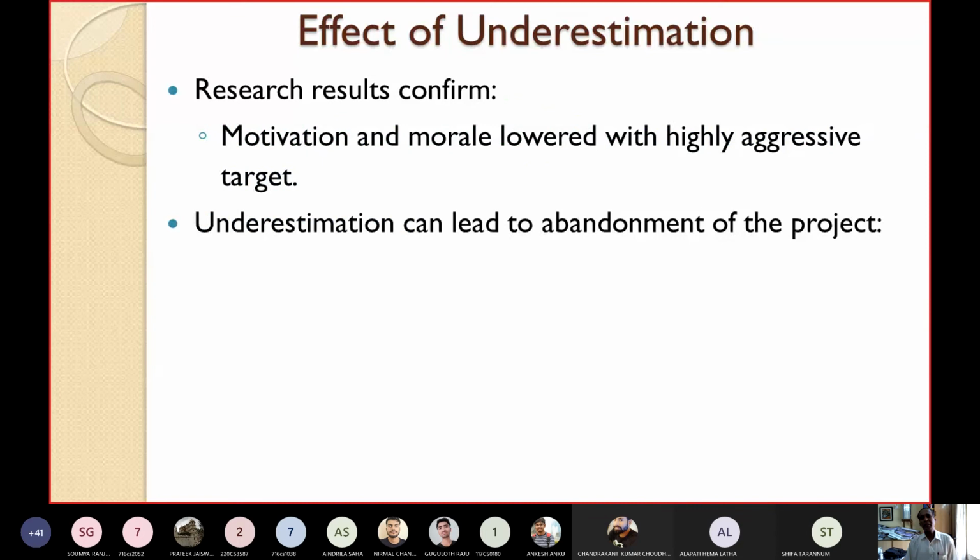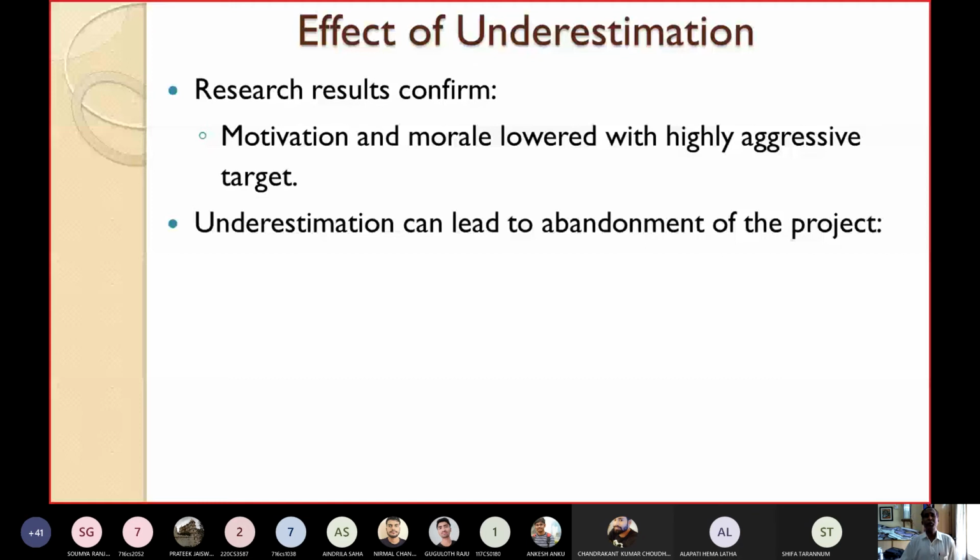So let's see the effect of underestimation. What is the problem of underestimation? The research results confirm that motivation and morale will be lowered with a highly aggressive target. As I have already told you, if it should take 10 months, but you have underestimated it as 9 months, obviously the developers will be under pressure. Their motivation and morale will be lowered with a highly aggressive target, because it requires 10 months and you have put only 8 or 9 months. They will be under pressure. Their motivation and morale will go down.